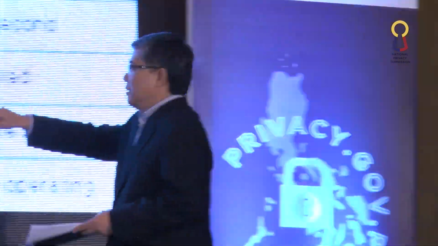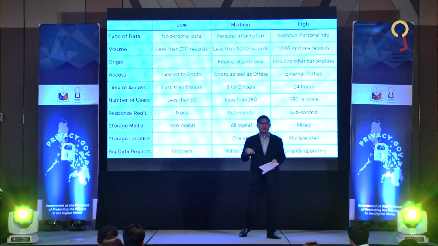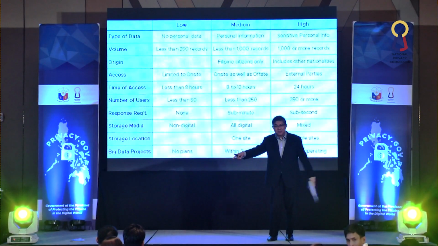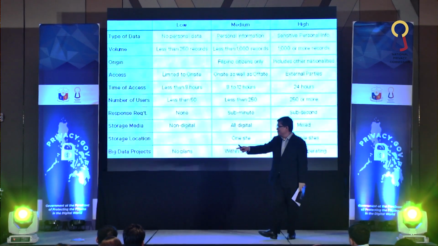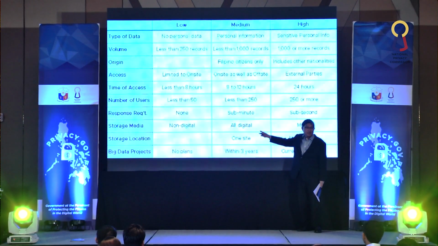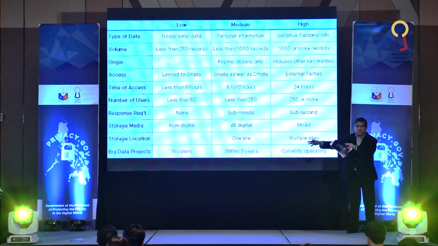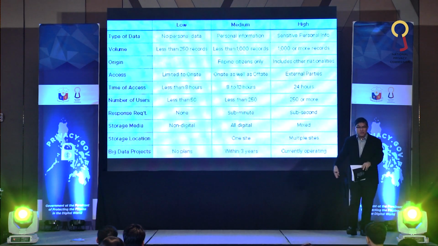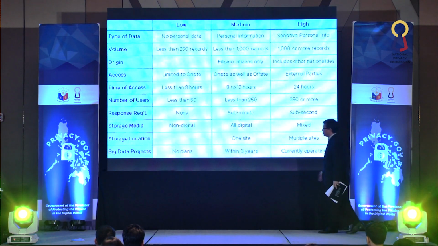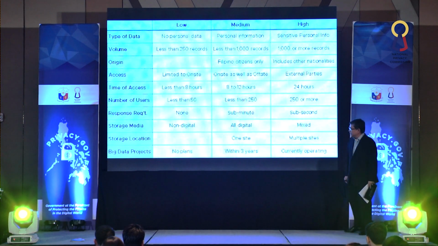Storage media: if you have paper, I know many of us still have paper or microfilm or microfiche, well, it's pretty much low risk because you can look and see whether the paper is there and if anyone's accessing it, right? But if you're digital, medium risk. The highest risk is if you have both, right? Because you have to have both types of control procedures, one for the paper and one for the digital. Storage location: if it's one site, medium; multiple sites, higher risk.